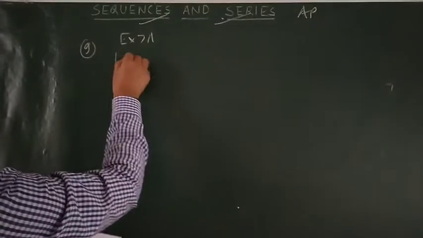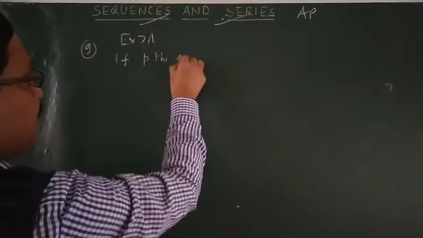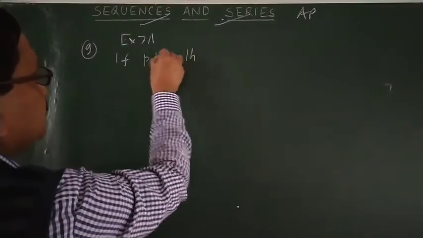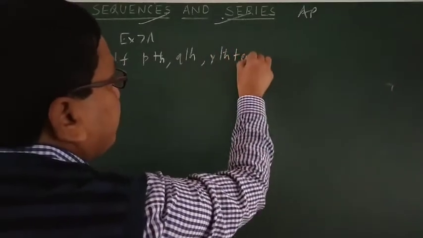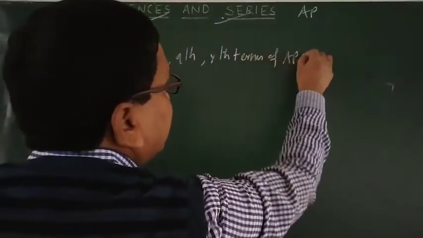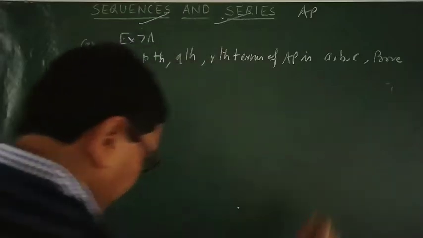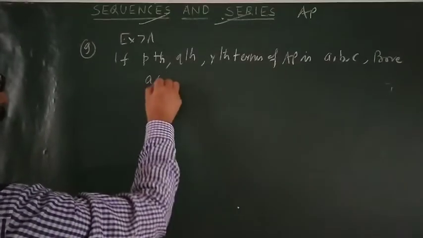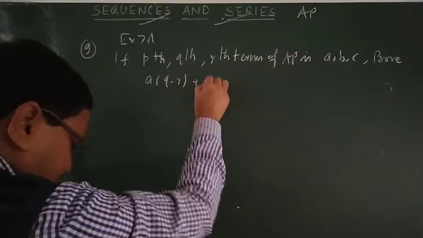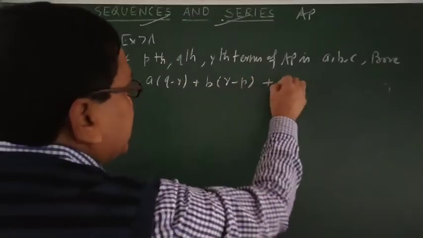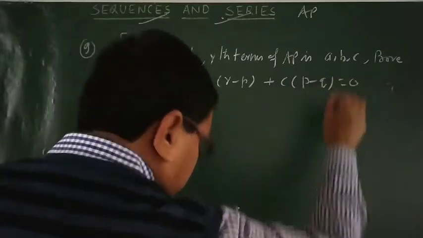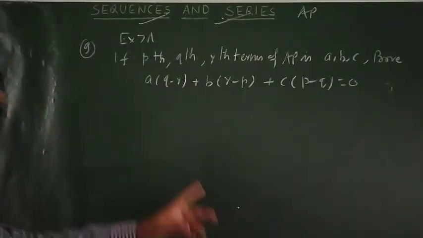This is problem number 9 of exercise 7A. If the pth, qth, rth terms of an AP are a, b, c, prove that a into (q minus r) plus b into (r minus p) plus c into (p minus q) is equal to 0. Suppose you have to prove this.